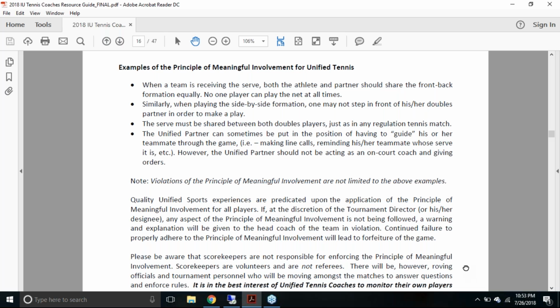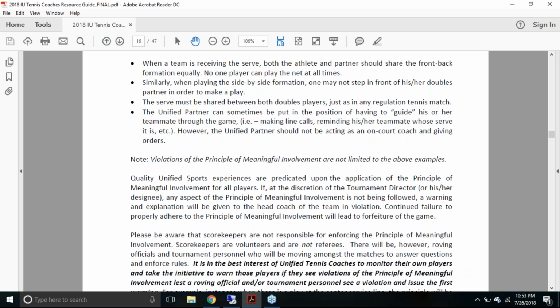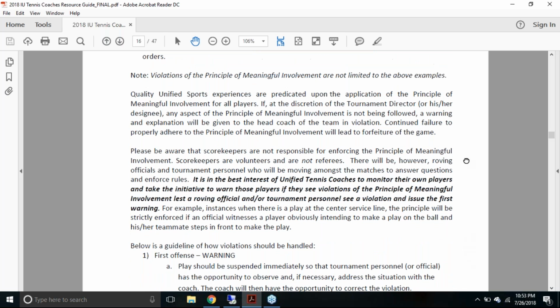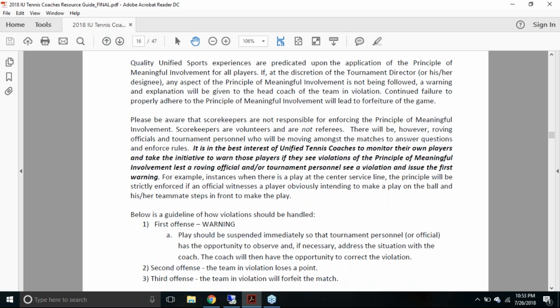And just a note, violations of the principle of meaningful involvement are not limited to what I just explained there. The success of a quality unified sports program is predicated upon the application of that principle of meaningful involvement. So if during the district or state tournaments, at the discretion of the tournament director, any aspect of the principle of meaningful involvement is not being followed, a warning and an explanation will be given to the head coach of the team in violation.